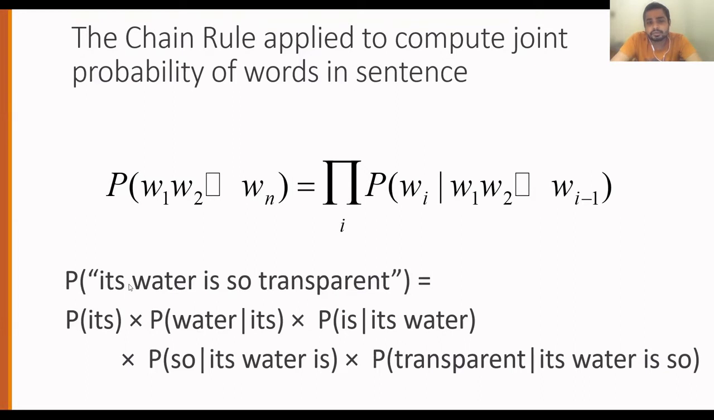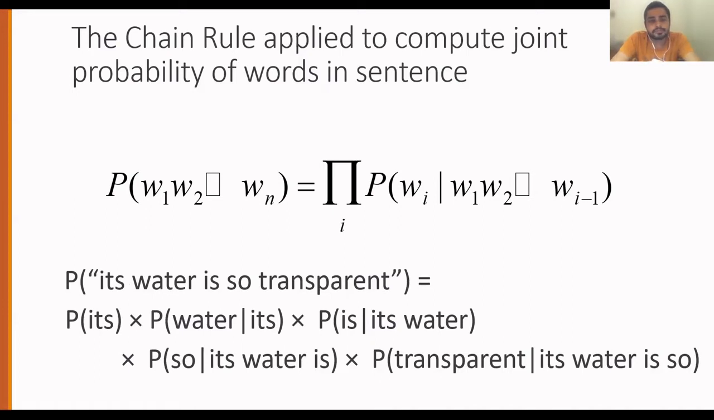The chain rule shows the link between computing the joint probability of a sequence and computing the conditional probability of a word given previous words. The equation shown suggests that we could estimate the joint probability of an entire sequence of words by multiplying together a number of conditional probabilities.